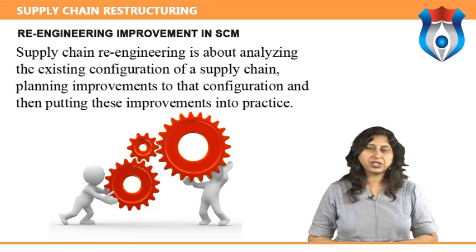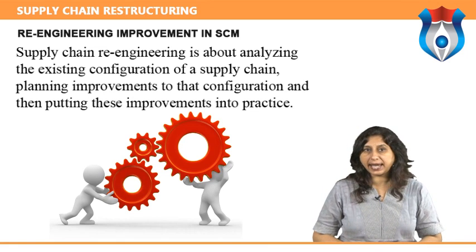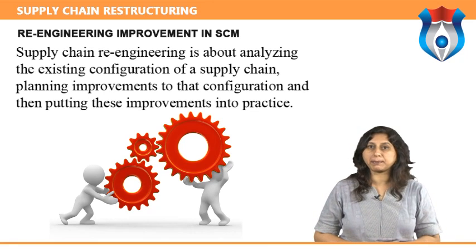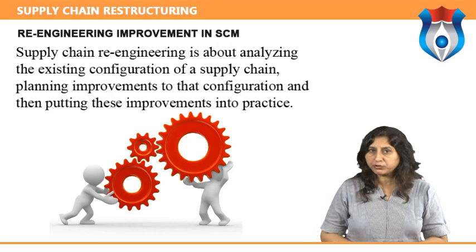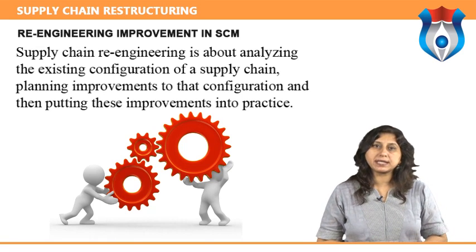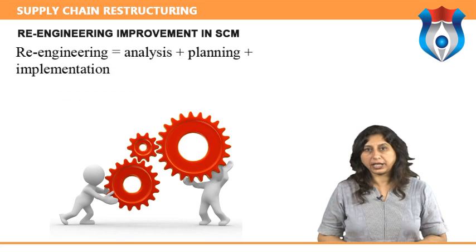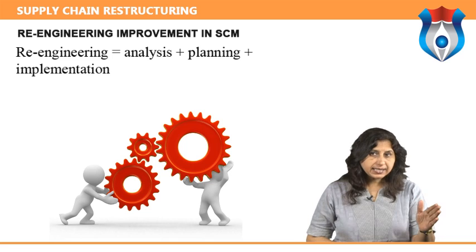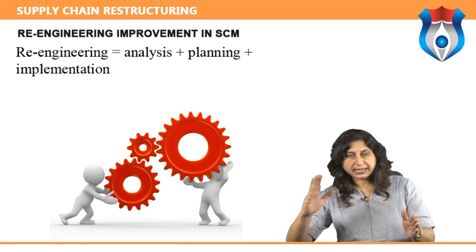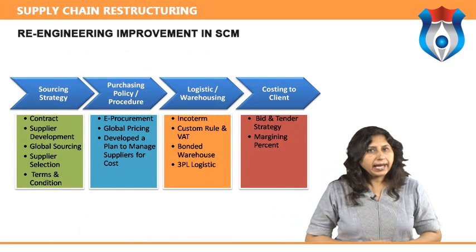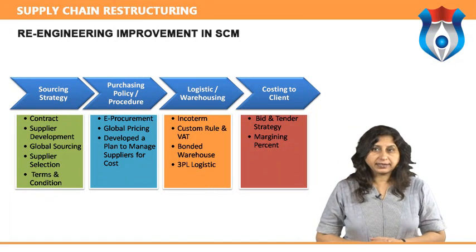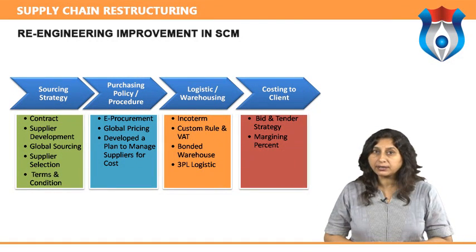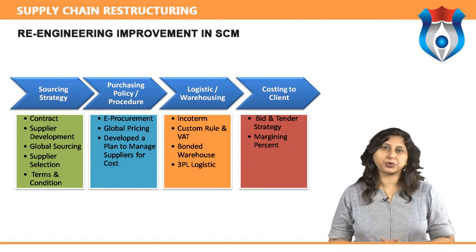Supply chain re-engineering is about analyzing the existing configuration of a supply chain, planning improvements to that configuration, and then putting these improvements into practice. In short, re-engineering is equal to analysis plus planning plus implementation. It is important to recognize that when it comes to re-engineering, there is no magic solution.